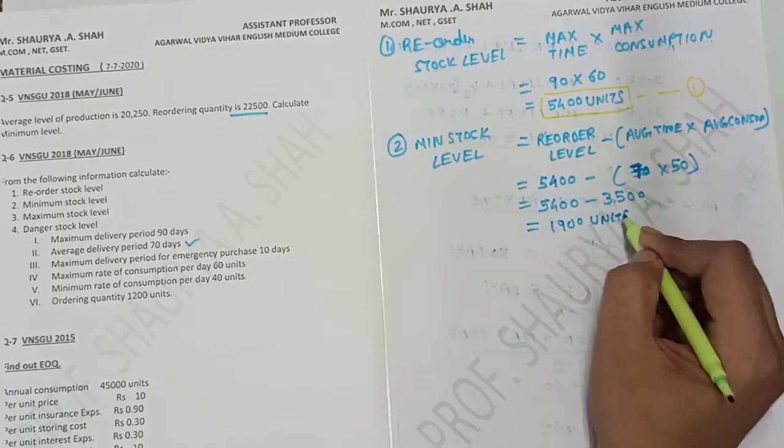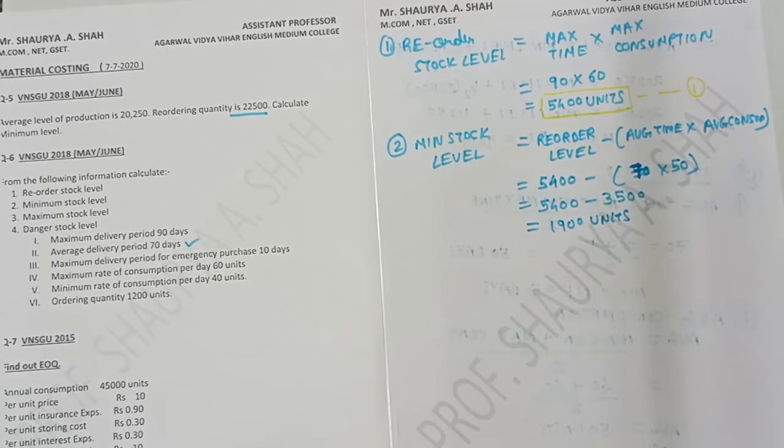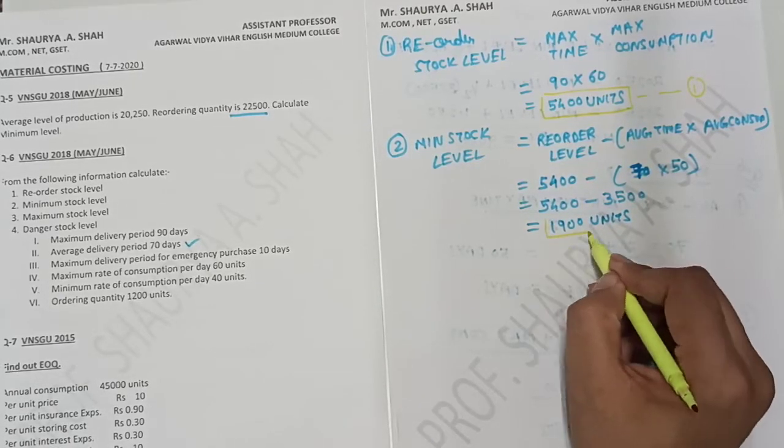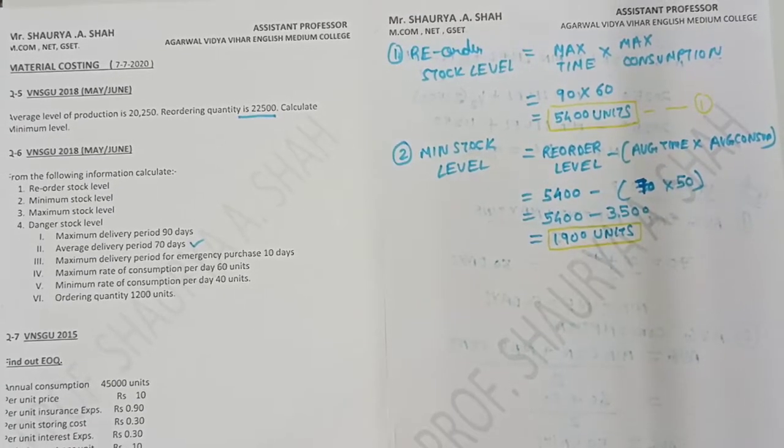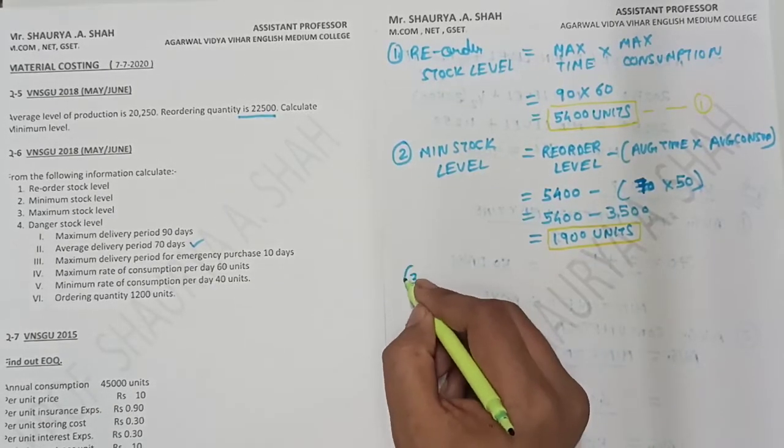Don't forget to write down the units also. So my minimum stock level, students, is 1900 units. I hope it is clear to each and every student. 1900 units. Now the third thing they have asked in your sum is your maximum stock level.